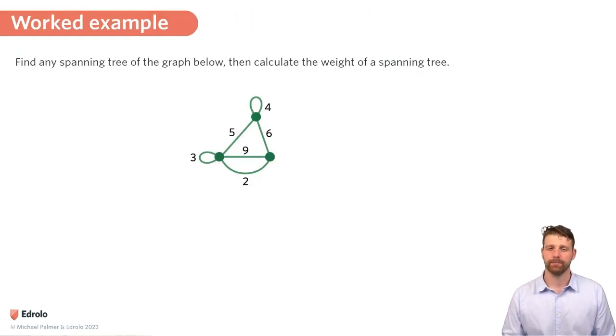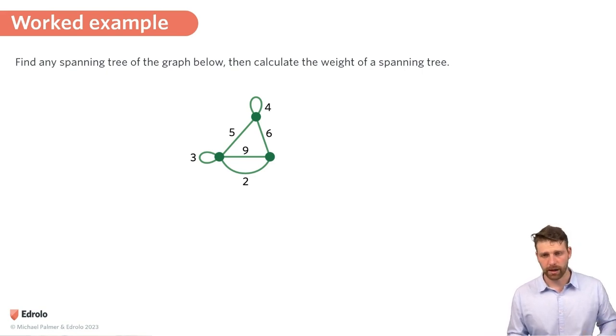Okay, here's a worked example. I'm to find any spanning tree of the graph below and then calculate the weight of that spanning tree. We're about to find out how to do this with an algorithm, a set of steps that always gets us the answer. However, sometimes we can just do this by looking at the graph. And something that sticks out to me is that edge that has a weight of 9. I'm going to have to get rid of some edges to get my spanning tree, and that one is a strong candidate to get rid of.